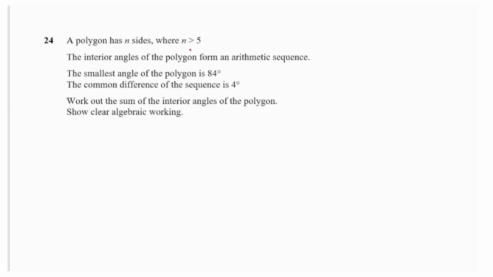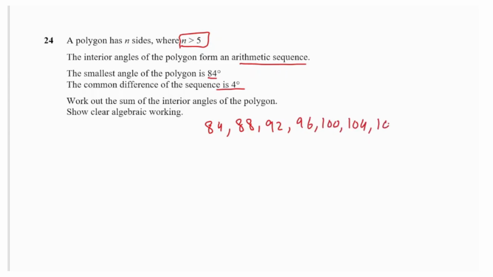The polygon has n sides where n is greater than 5. So the number of sides, n, is greater than 5. The interior angles of the polygon form an arithmetic sequence, and the smallest angle of the polygon is 84. So the smallest angle is 84, and the common difference is 4. It means we are adding 4 every time: 92, 96, 100, 104, 108, but we don't know how many terms there are. Work out the sum of the interior angles of the polygon.